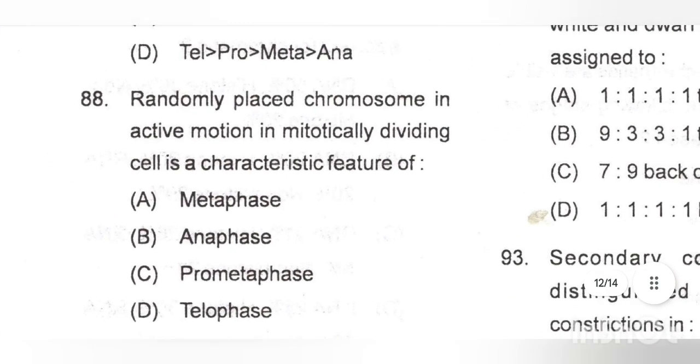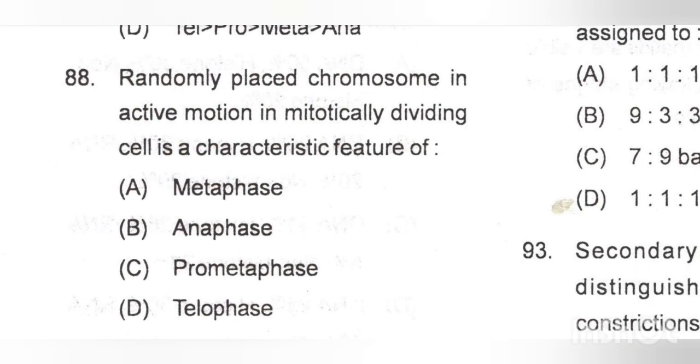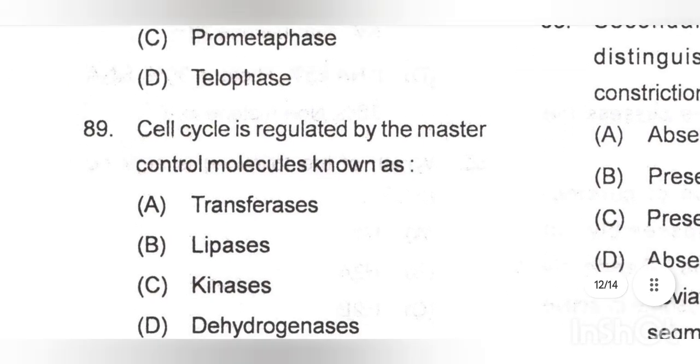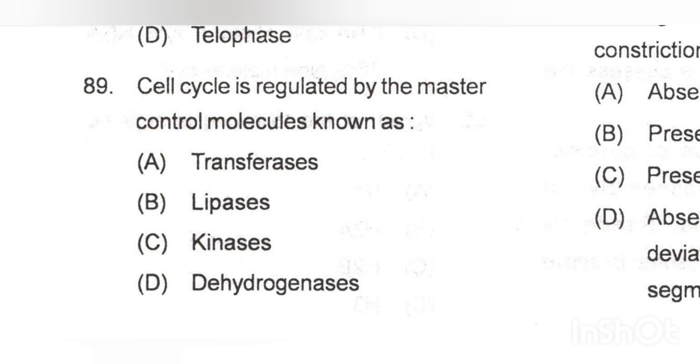Then question number 88, randomly placed chromosome in active motion in mitotically dividing cell is characteristic feature of pro-metaphase, because in metaphase they align in the equatorial plate. Then question number 89, your cell cycle is regulated by master control molecule known as, so here cyclins and CDKs actually control the cell cycle. So here CDK and cyclin is not mentioned in your option. So here option C is correct, that is kinase.